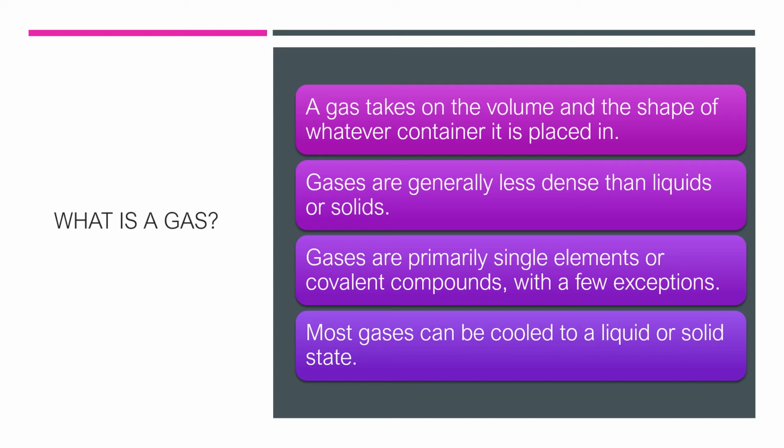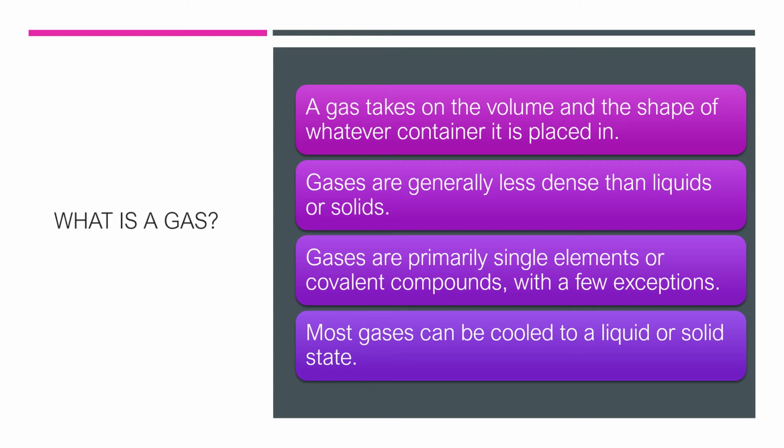Earlier in the year, we defined gases as matter in a state that has no constant shape or volume. Gases take on the shape of whatever container they are placed in, and they fill the entire space of the container. As I'm sure you've discovered throughout your lifetime, gases are less dense than liquids or solids. This is why you can move through the air around you with relative ease. Swimming in water is a bit more difficult, and if you try to move through solid ground, you won't have a great time. Gases are also usually composed of single elements or covalent compounds.